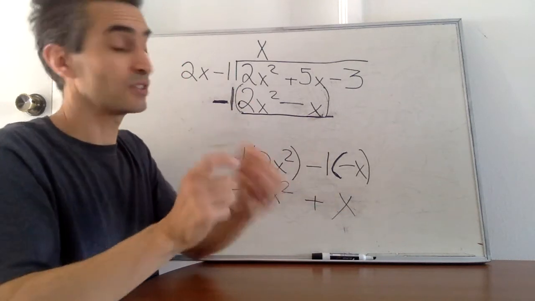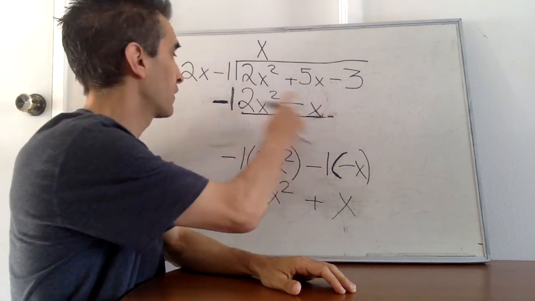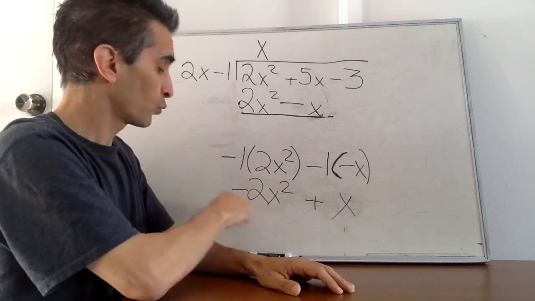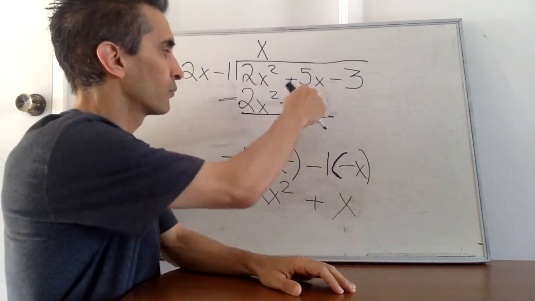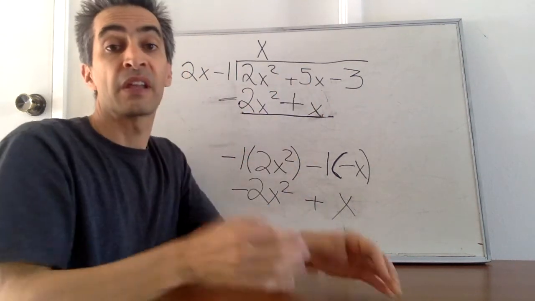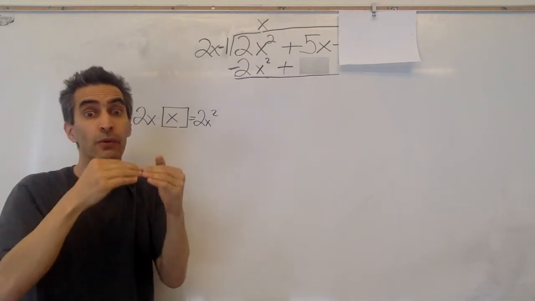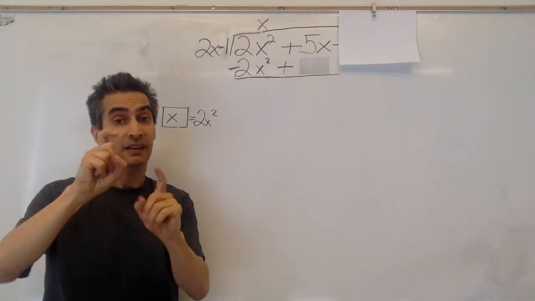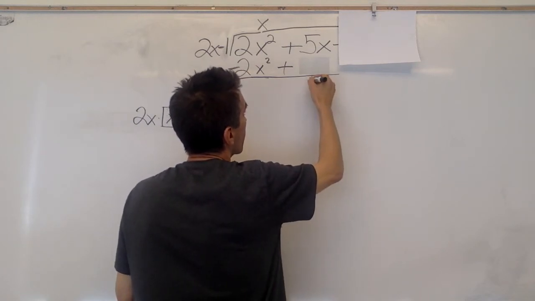Now, I've got to change the way this is written above. Get rid of the parentheses. Now that -2x squared, I've got to bring up top here. 2x squared now becomes -2x squared, and the negative x now becomes positive x. Now continue on with the movie. 2x squared minus 2x squared equals 0. 5x plus x equals 6x.